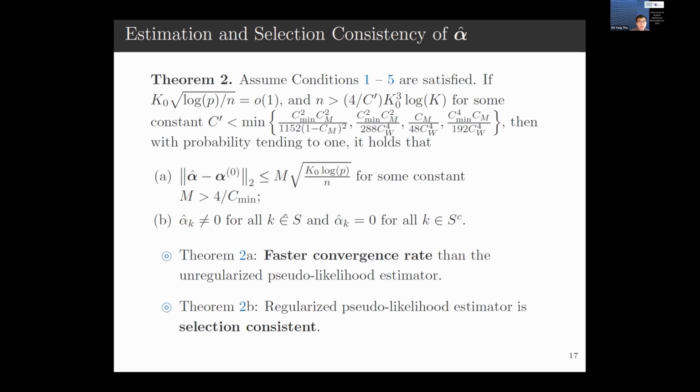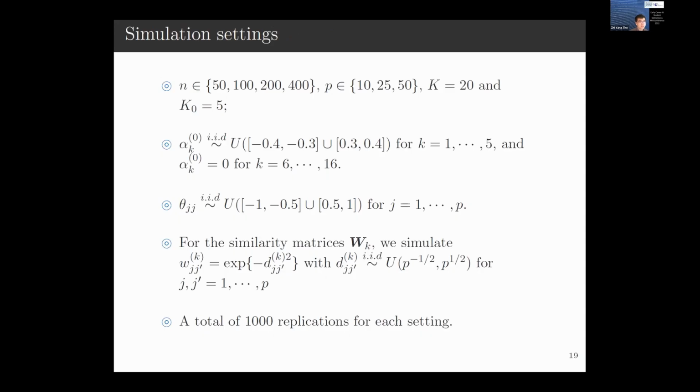Okay. Now I'll briefly talk about a simple simulation study that we conducted. Here we conducted the simulation study based on different sample sizes n and also different dimensions of the binary response vector p. Here k represents the number of similarity metrics, and only the first 5 are truly important. For the similarity metrics, we simulate the distances randomly from a uniform distribution, and we use the exponential of negative distance squared as the similarities.